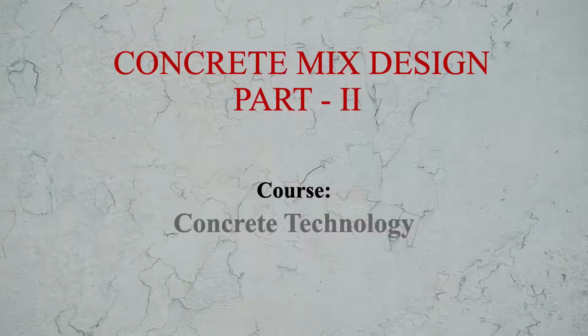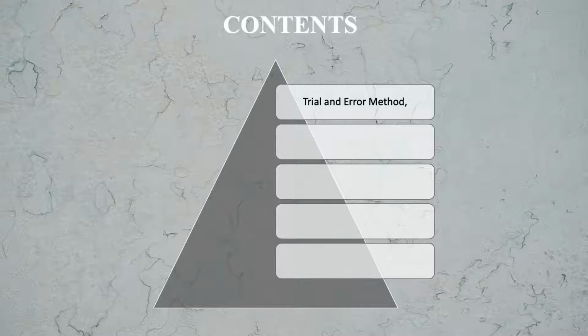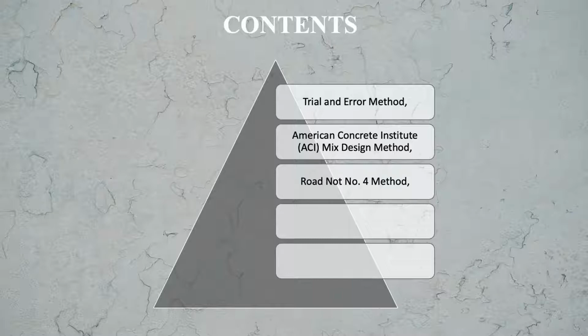So we were discussing the concrete mix design and some of the methods we discussed in the last lecture; others we will be discussing in this lecture. So in this lecture we will cover the trial and error method, the American Concrete Institute mix design method, the Road Note number 4 method, then yield of concrete, and we will also discuss the cement factor. So let us first begin with the trial and error method.